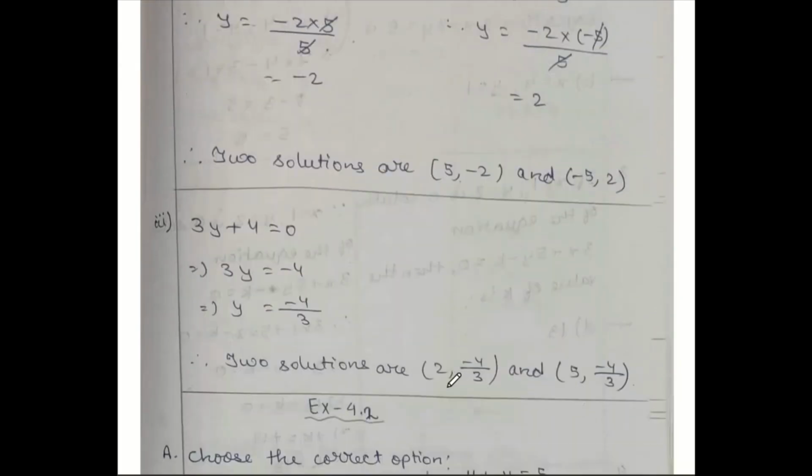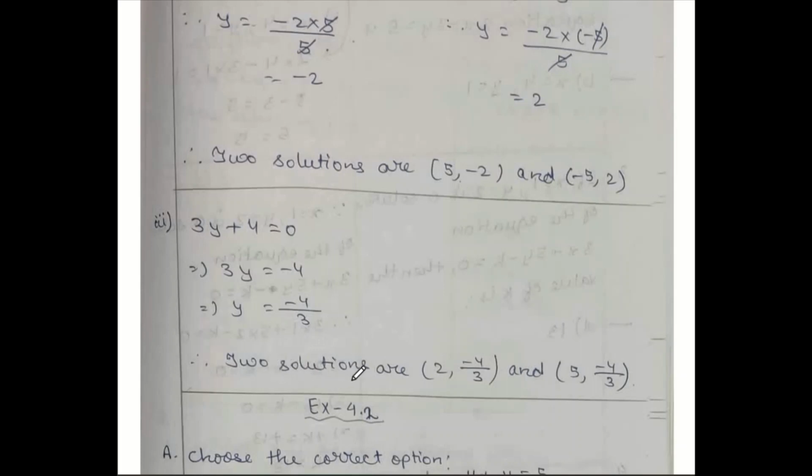Now let me teach you the third question from this example. 3y plus 4 equal to 0. Find out y. There is no x. So 3y equals minus 4. y is equal to minus 4 by 3. We need to find out solutions, although x is not available. So what we can do for this?